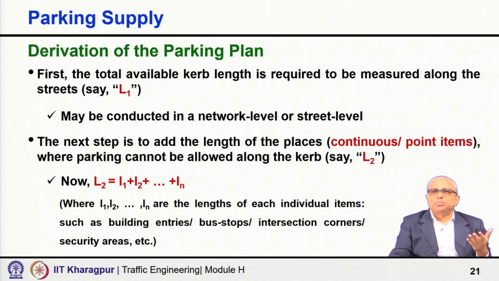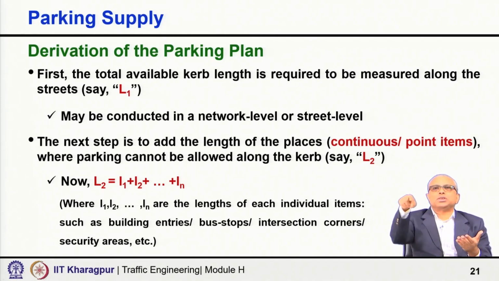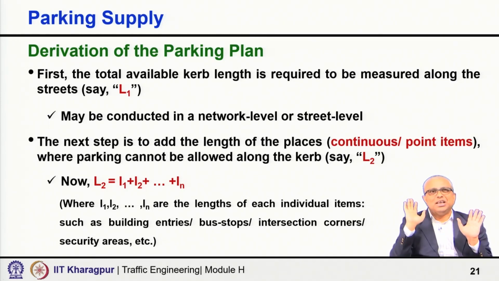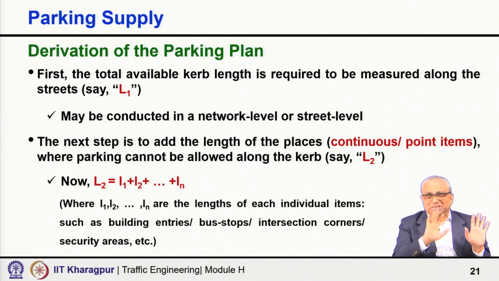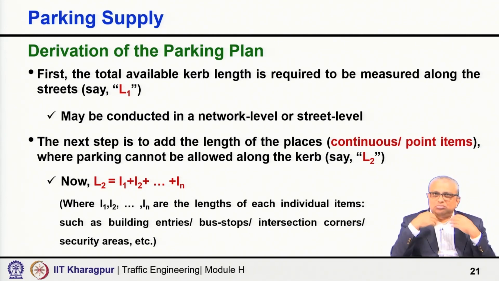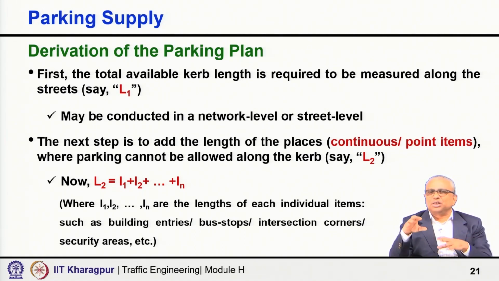Then derivation of the parking plan. First, I know from my base map how much total curb length is available, L1. Then I know where I cannot allow on-street parking other than traffic consideration, right. So, delete those: building entries, bus stops, intersection corners, security reasons, fire hydrants and all such, minus. So, all accumulating may be L2. So, what am I left with? I am left with L1 minus L2 length of the curb.